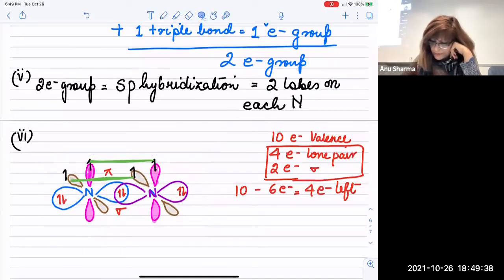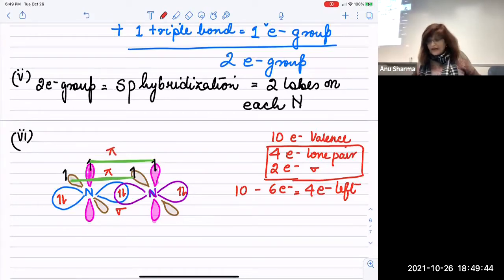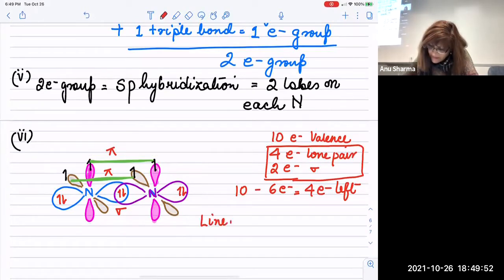One sigma and two pi. So this one is the pi. Okay, so that is the story with nitrogen. All right, and since it is sp, the shape is linear. Linear shape.